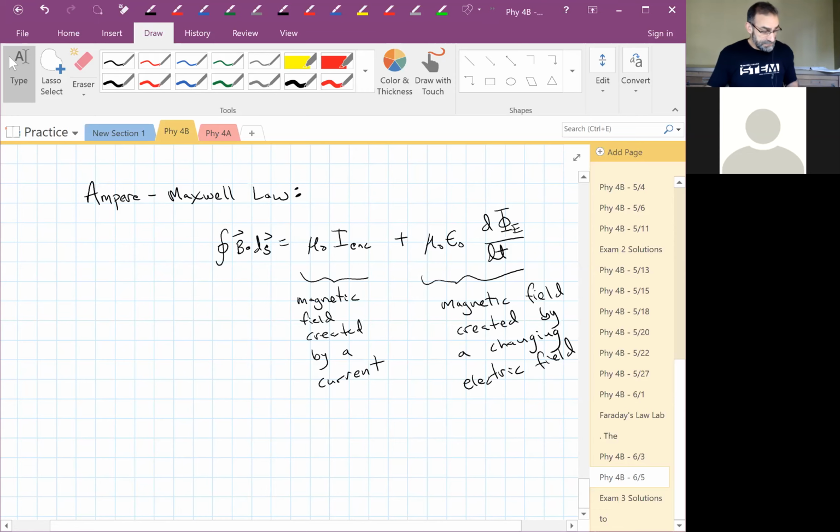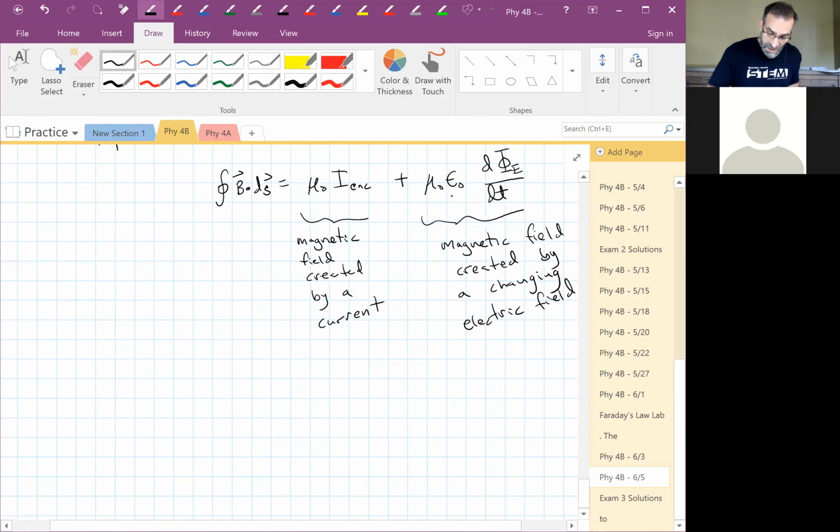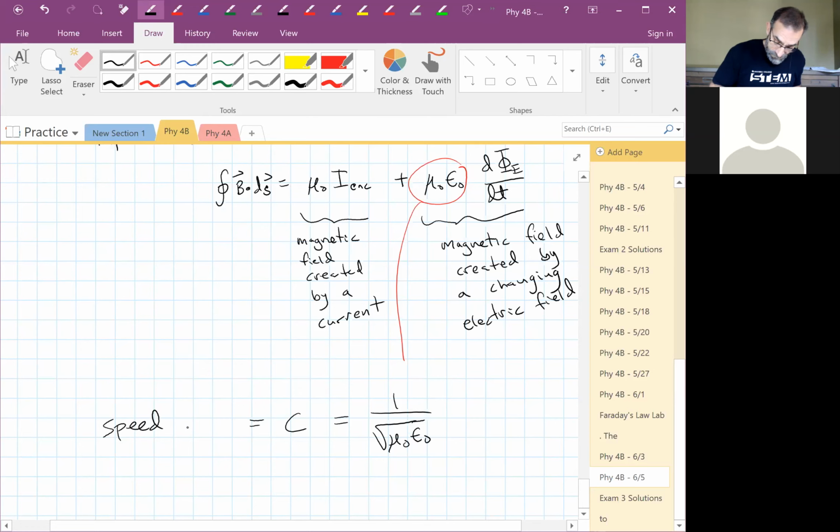And that speed is 1 over the square root of mu naught epsilon naught. The speed of light. Maxwell did a mathematical derivation and determined the speed of light mathematically from this relationship.